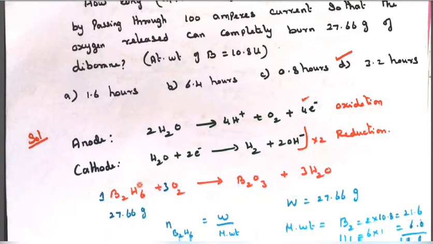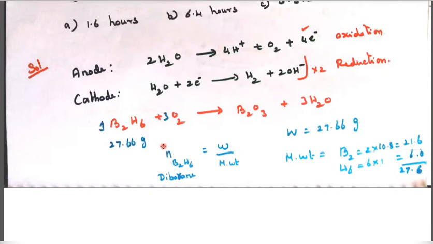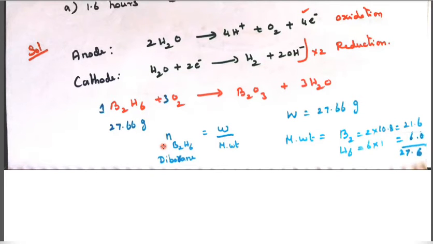Here B2H6 burns with oxygen to give B2O3 plus H2O. After balancing, it is 1 B2H6 and 3 O2, because on the product side there is 3 plus 3, which is 6 oxygen, while here there are only 2. So when you put a 3 here, you get 6, 3 oxygen. Number of moles is equal to weight by molecular weight.